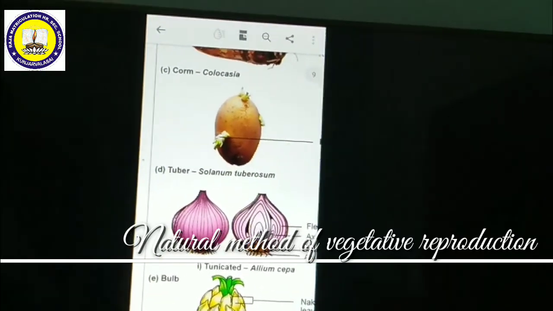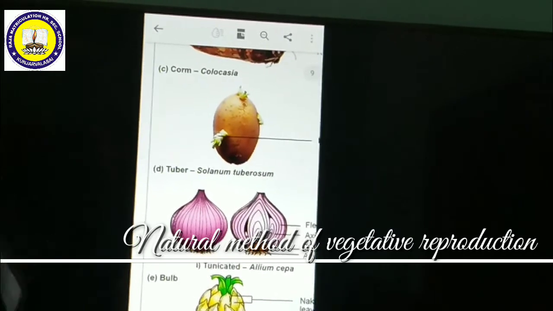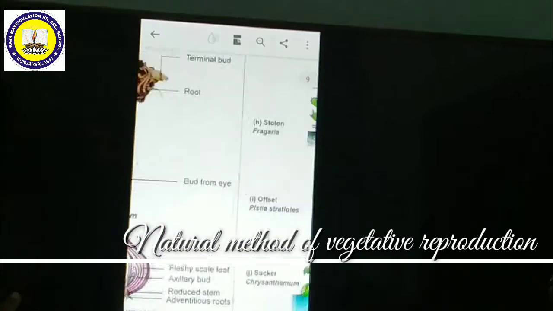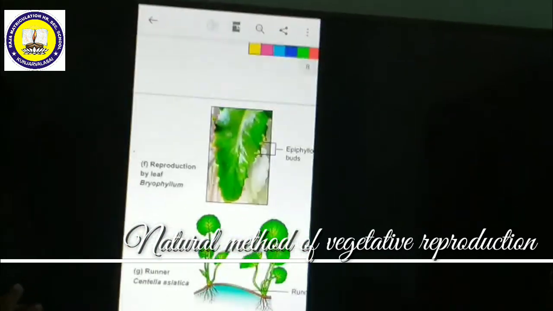They are tunicated as well as naked. So this you might have studied last year itself in plant morphology. We might have studied it in the third chapter last year. So the next one is called leaf buds.